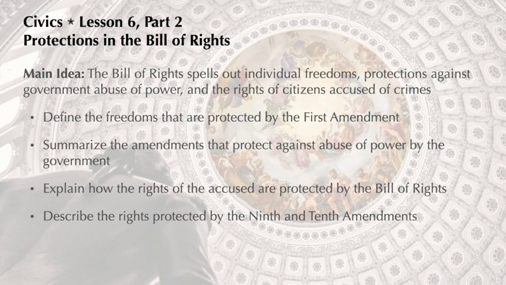The main idea behind the civics lesson is the Bill of Rights spells out individual freedoms, protections against government abuse of power, and the rights of citizens accused of crimes. With that in mind, by the end of watching this video, you will be able to define the freedoms that are protected by the First Amendment, summarize the amendments that protect against abuse of power by the government, explain how the rights of the accused are protected by the Bill of Rights, and describe the rights protected by the 9th and 10th Amendments. Now that the outcomes for this lesson have been shared with you, let's get started.